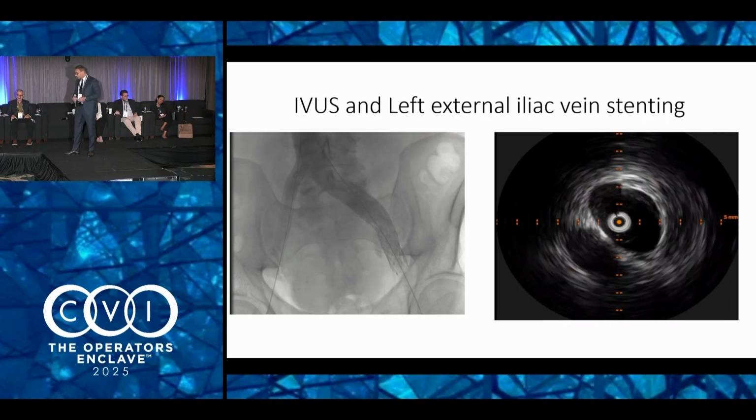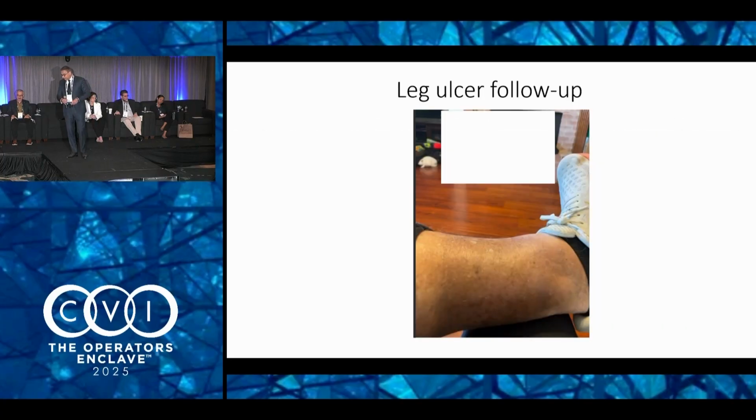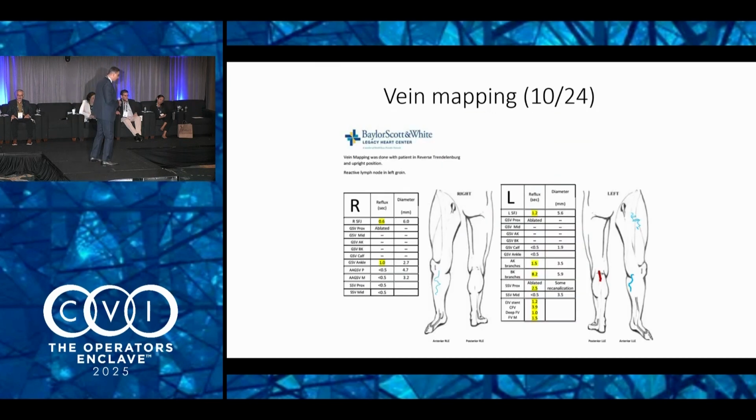He's a big gentleman. And his ulcer healed up completely after that. And then I repeated the mapping after the iliac vein stent was done. And now you can see that the great saphenous vein has been ablated. Those branches all shriveled up and really became very, very small and were not even seen at that point.